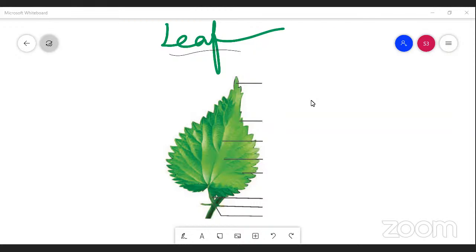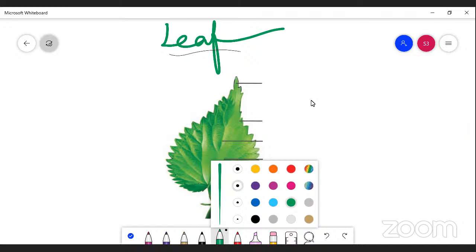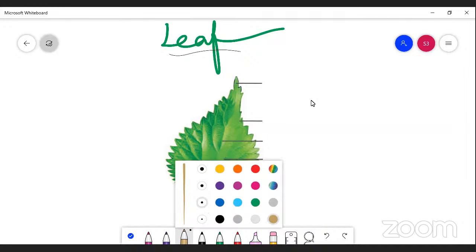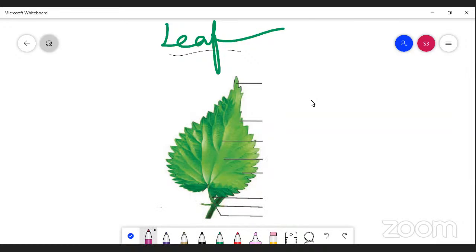So first of all, let me take what is a leaf. Actually, a leaf is a photosynthetic organ, you know very well. This is a leaf, right? It's green in color. It's the lateral appendage of the stem, which is green in color and flattened. Simply, I can say it is a lateral appendage of the stem, right?